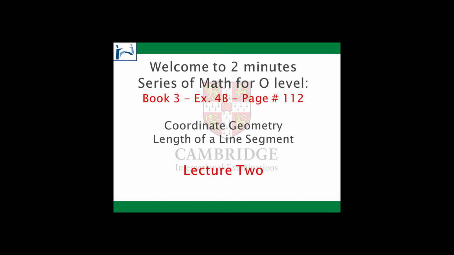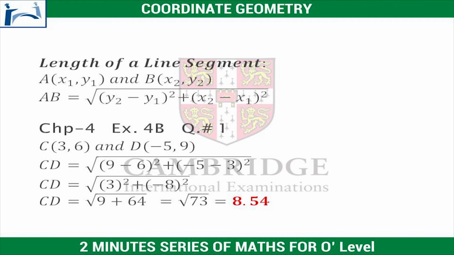So let's begin. The topic we have today from coordinate geometry is length of a line segment. Length of a line segment from A to B. A is x1 and y1 and B point is x2, y2. So the length of AB is the square root of y2 minus y1 whole square plus x2 minus x1 whole square.